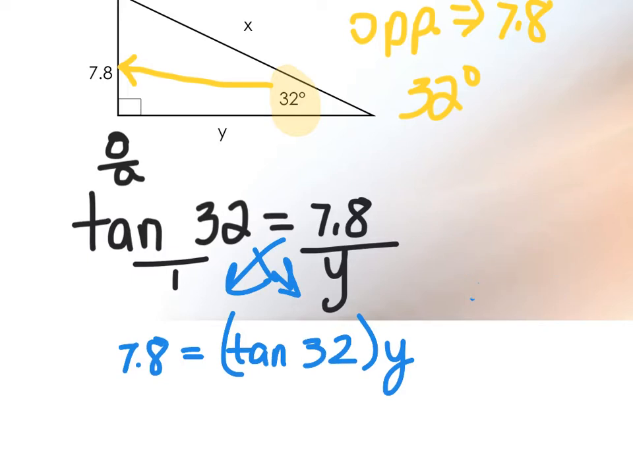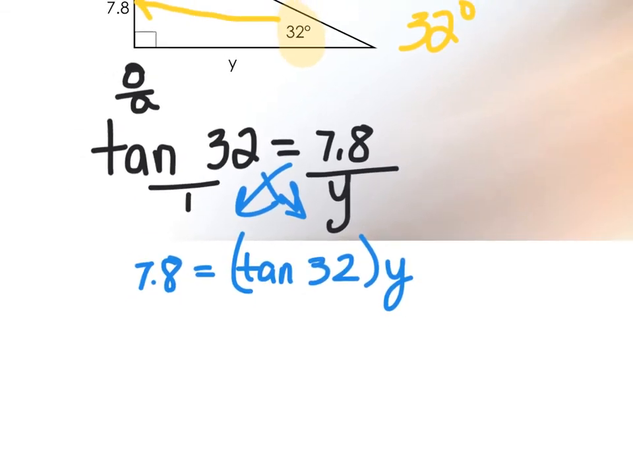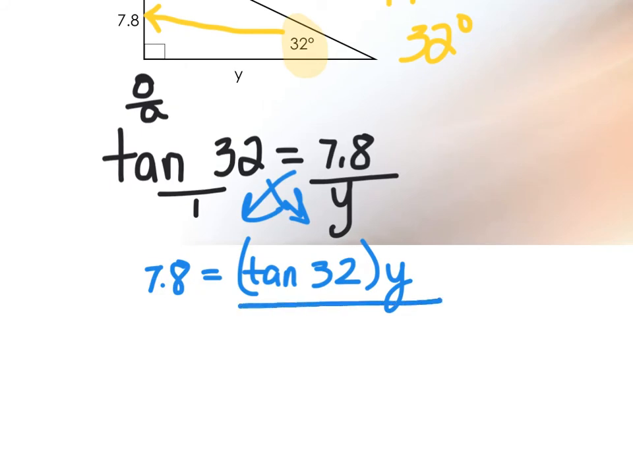The tangent of 32 is a number. It's just a gross number. So we just leave it as tan 32. So if I wanted to get y all by itself, what would I do? Divide both sides by the tangent of 32.